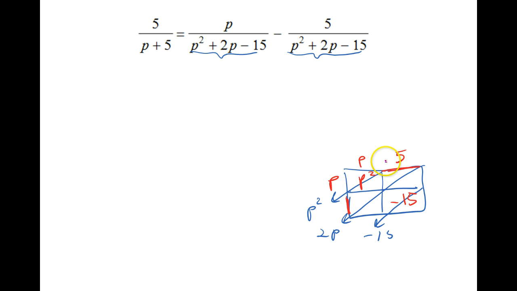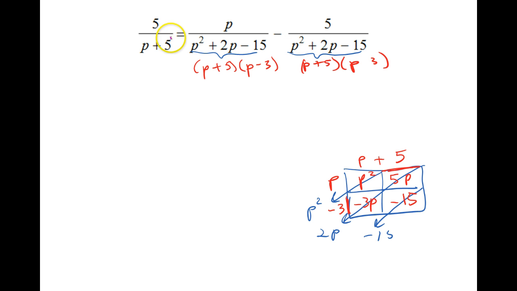So let's try 5 and negative 3. That'll give me 5p. This will give me negative 3p. If I add them together, I'll get my 2p. So now I know that my factors are p plus 5 and p subtract 3 for both of these. So it looks like I actually have a common denominator here on the fractions on the right.